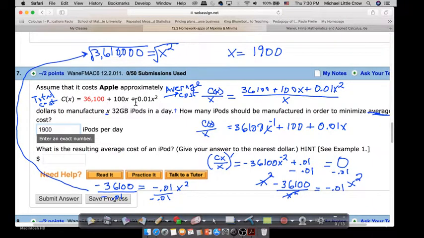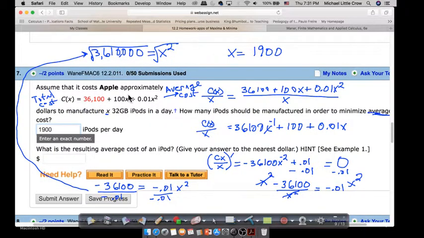In this function here, we plug it in for x, and that will give us the total cost of producing the 1,900. And again, you could do that either through your table or just on the screen. That's 36,100 plus 100 times 1,900 plus 0.01 times 1,900 squared. I get 262,200. Anyone else?